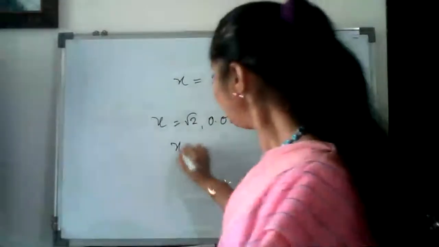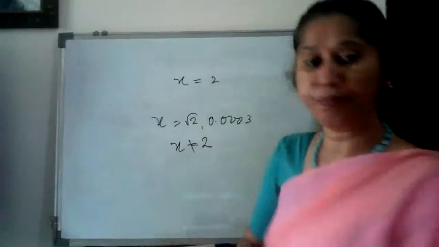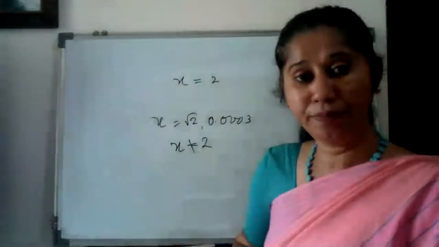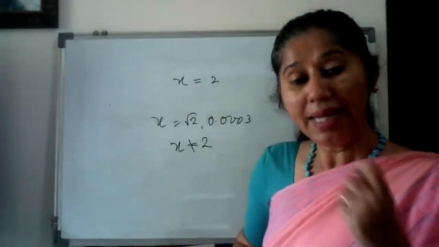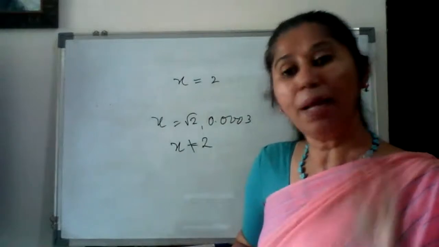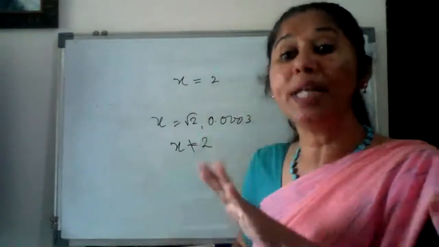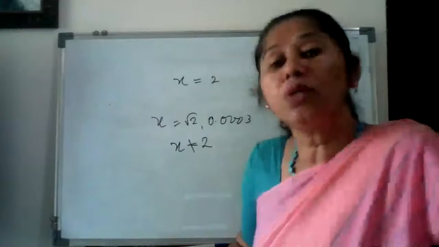But if I'm saying x is not equal to 2, what does that mean? I hope you get it. x is not equal to 2. It means you understood that we must not take x as 2. Okay, if we must not take 2, then what will we take?